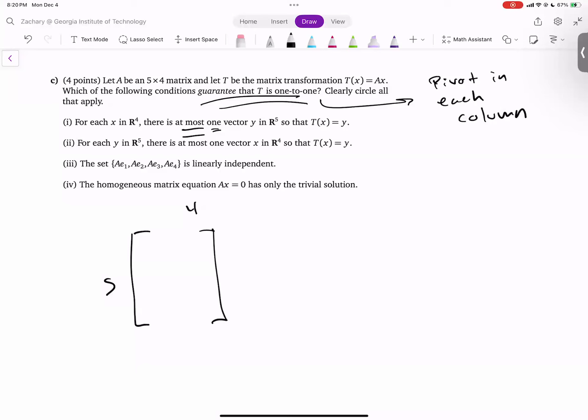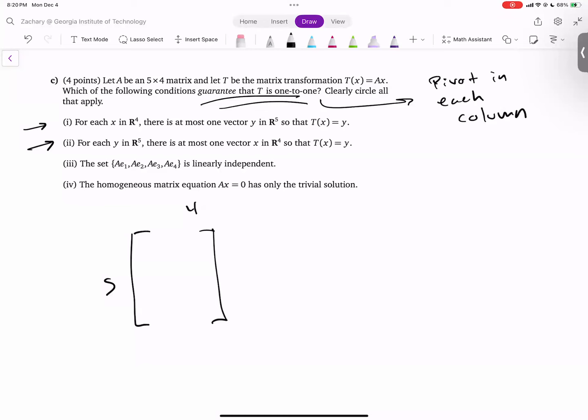So is this one one-to-one? Each column is a pivot? Yeah. Okay, the second one, for each y, there is at most one x. Oh, wait, I got myself backwards. I apologize. These two are the ones that are meant to kind of confuse you, as they just confused me a little bit. But that's why we take our time during the final, and you have 2 hours and 50 minutes to answer 10 questions.